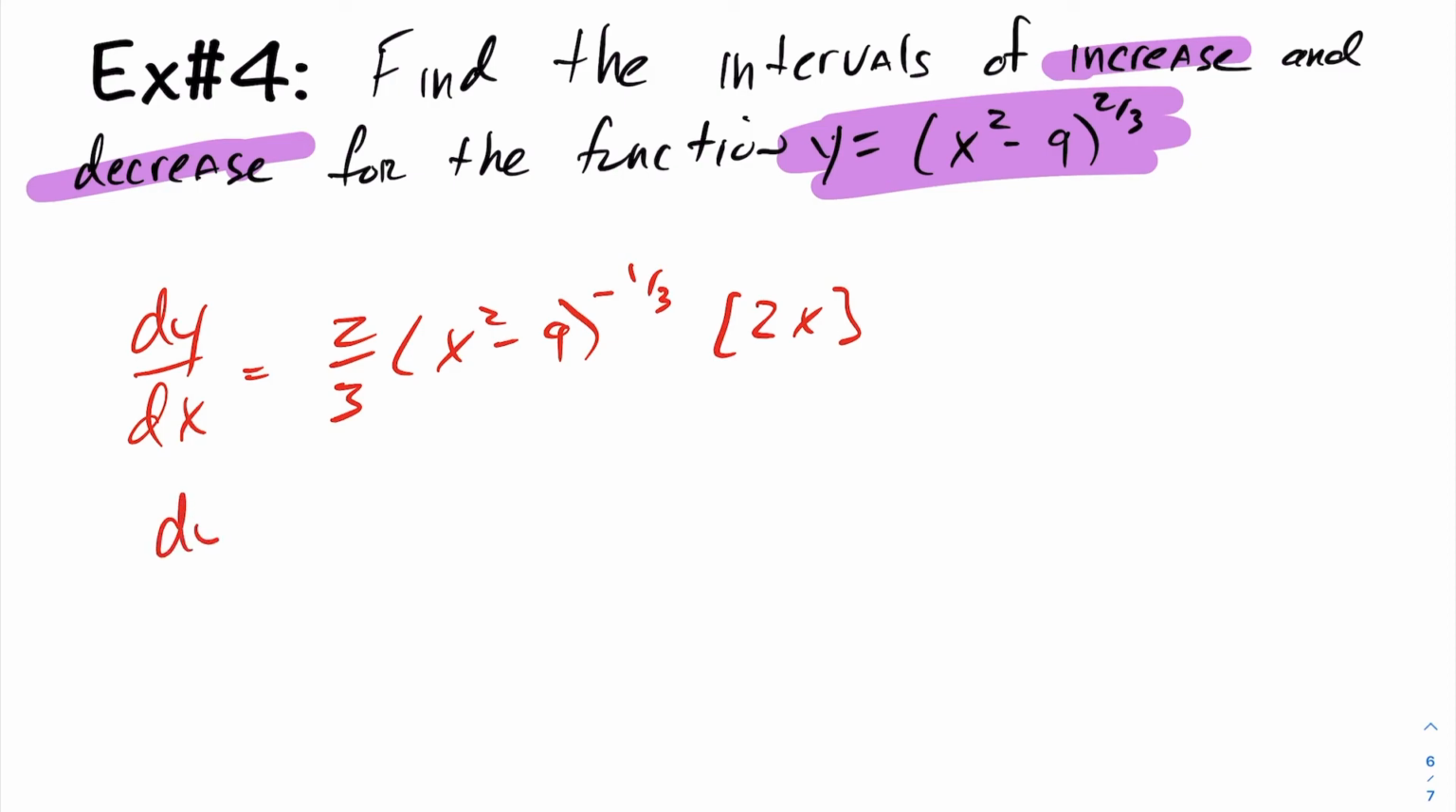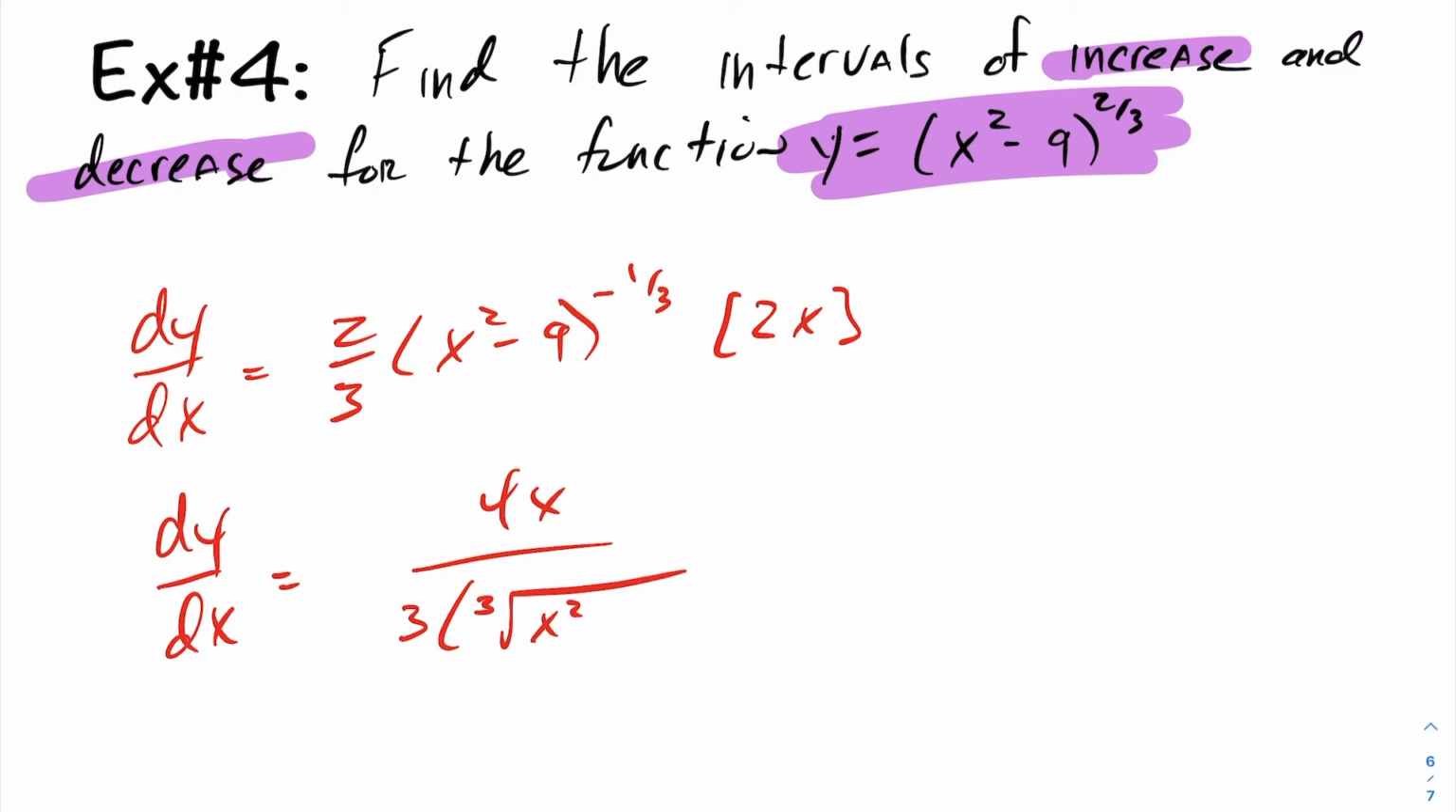So let's simplify this a bit. In this case here, dy dx is going to equal 4x over 3 times the third root of x squared minus 9. Now again, we want to find values of x such that the derivative is 0 or undefined. So draw yourself a number line. And we'll notice here at 0, the derivative is equal to 0 when x is 0.